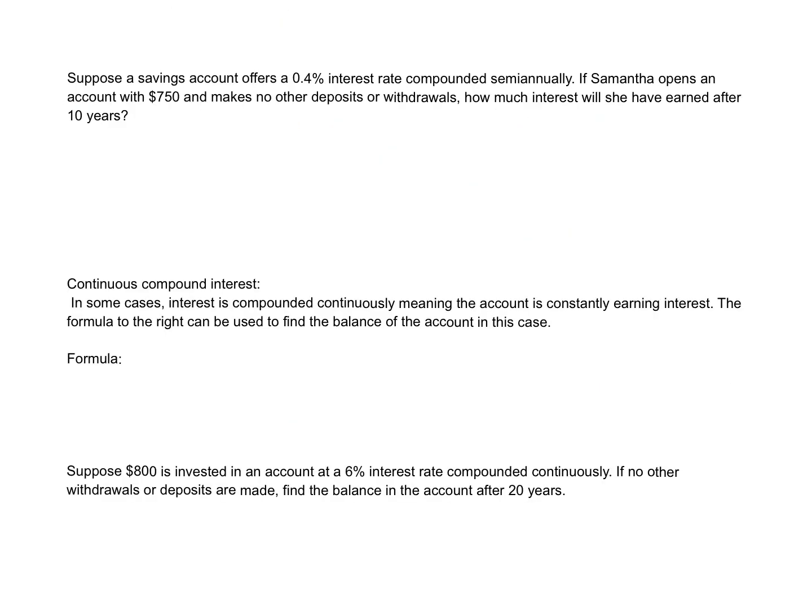All right, so let's look at another example. Suppose a savings account offers a 4% interest rate compounded semi-annually. If Samantha opens an account with $750 and makes no other deposits or withdrawals, how much interest will she have earned after 10 years? So this one is slightly different. It's still compound interest, so it's still A equals P, 1 plus R over N, to the NT. So we're going to start with a principal of $750, so that's fine.